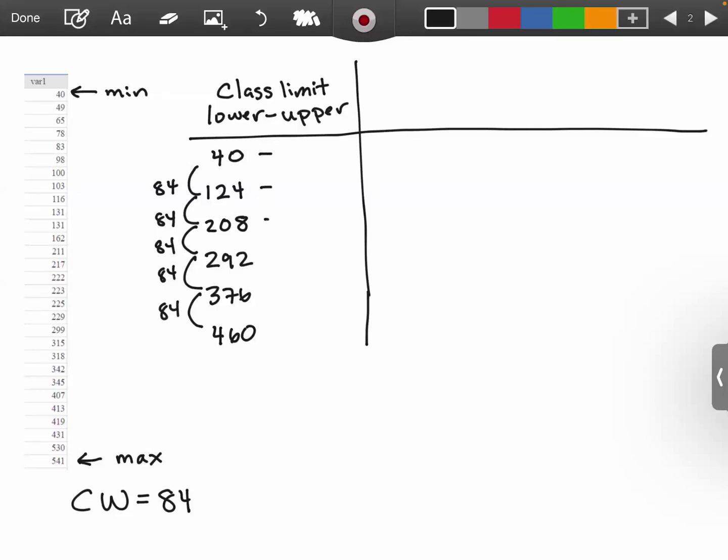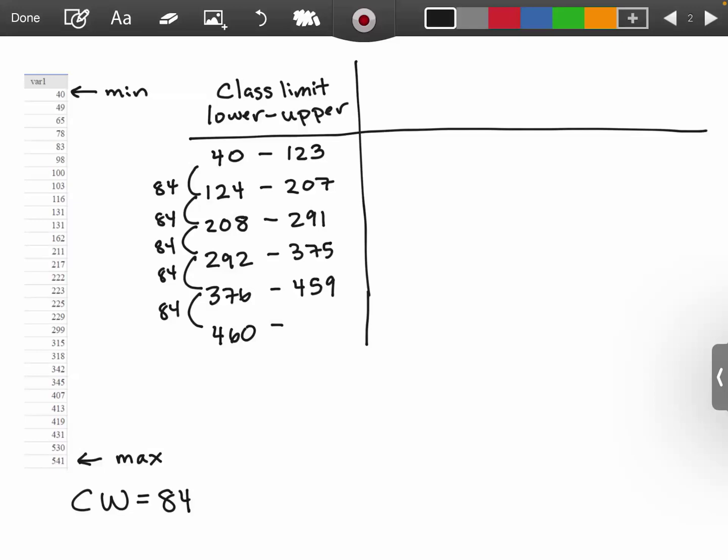All right, so as far as our upper limit goes, we can find the upper limit by keeping in mind that our first group is going to end one number before the next group starts. So because the second group starts at 124, the first group is going to end at 123, just one less than that. Our next group is going to be 208 minus 1, which is 207. And then 291, 375, and 459. Okay, what about the last group?